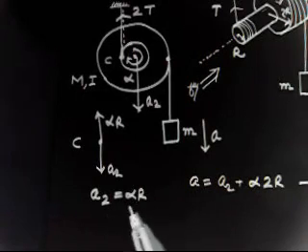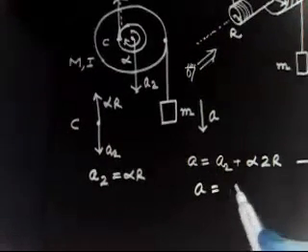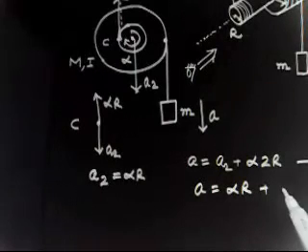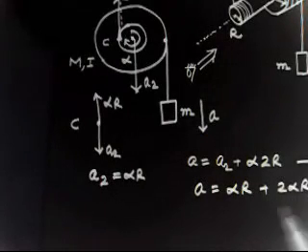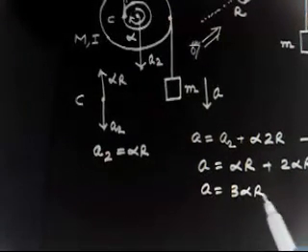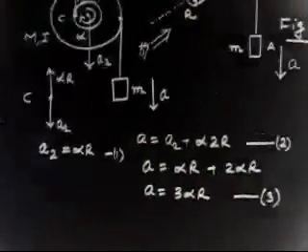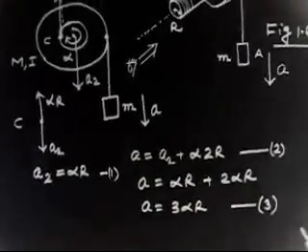Now if I plug in the value A2 equals alpha R, A is equal to alpha R plus 2 alpha R, so A is equal to 3 alpha R. This is my equation 1. This is the only important point we have in this question. Now everything is very easy afterward.